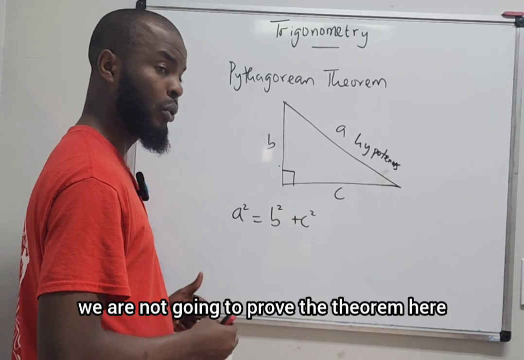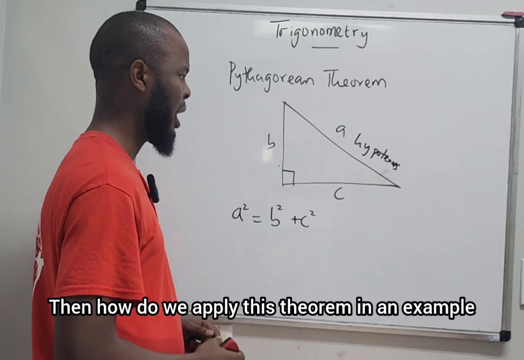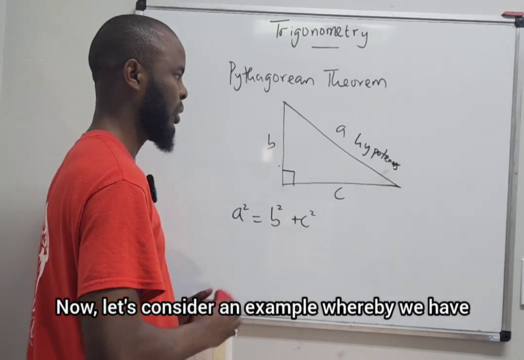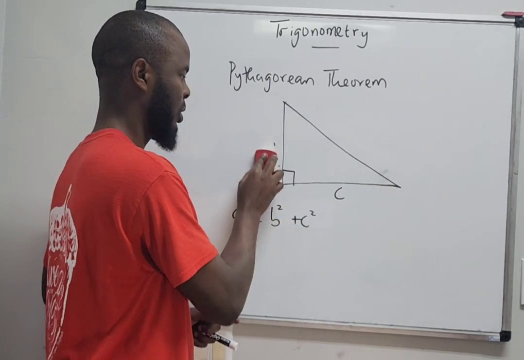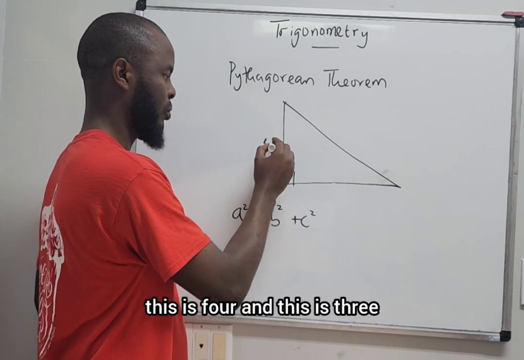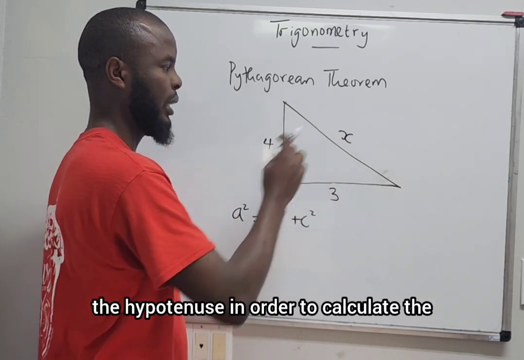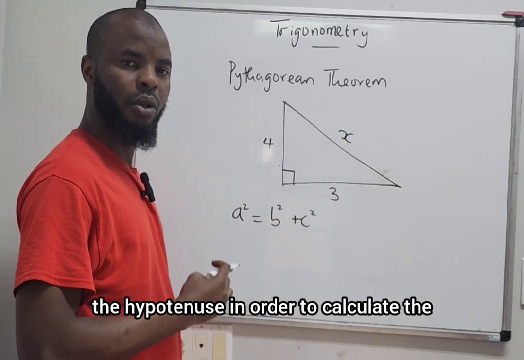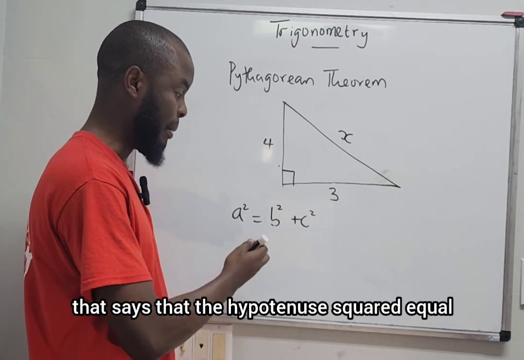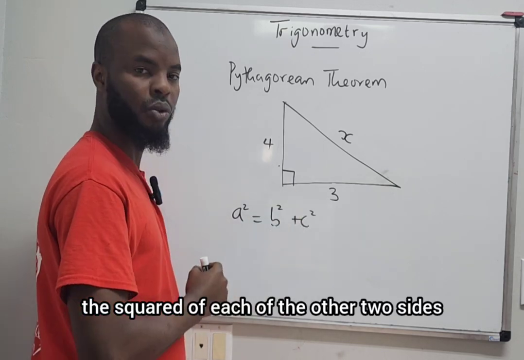Now, we are not going to prove the theorem here. We just have to give you the formula for the theorem. Then how do we apply this theorem in an example? Now, let's consider an example whereby we have one of the sides. Okay, this is 4 and this is 3. And we are interested in calculating the hypotenuse. In order to calculate the hypotenuse, you just have to apply this same rule that says that the hypotenuse squared equal the square of each of the other 2 sides.